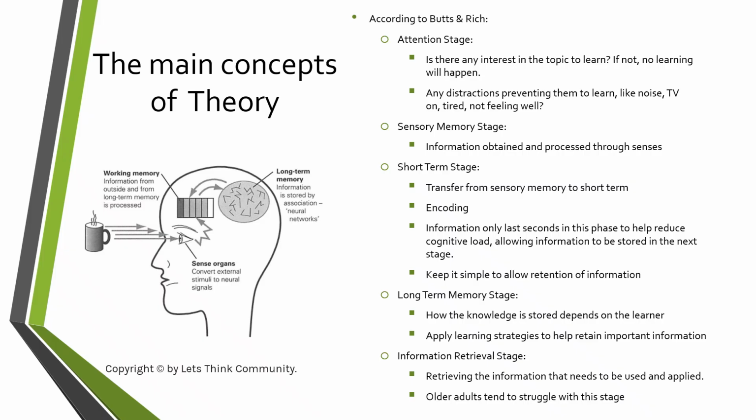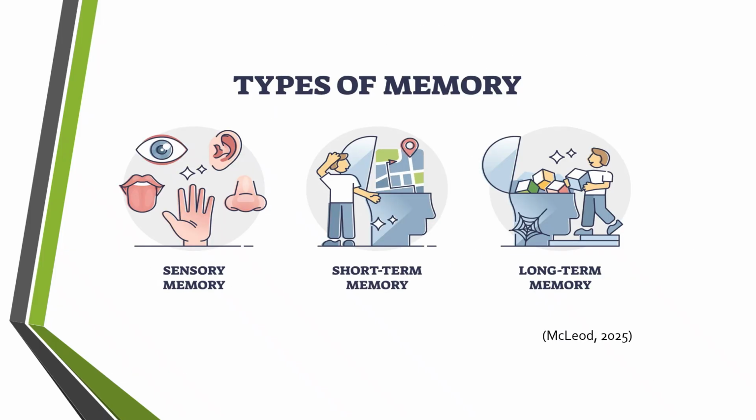The fourth stage is the long-term memory stage, which is how the knowledge is stored. How it is stored depends on the learner and the strategies that were used while learning. And lastly, the fifth stage is the information retrieval stage, where the information needs to be used and applied. However, our older adult populations and those with cognitive brain injuries tend to struggle with the retrieval stage. Here are the types of memory in picture form for all of our visual learners.